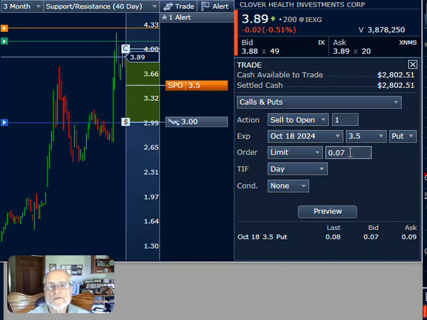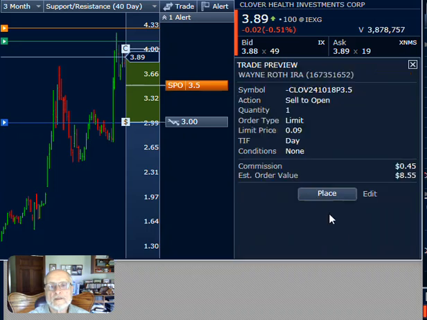I'm going to change my price to 0.09 to equal what the other ask person is requiring. And as you can see, by doing that, I've increased my profit to $8.55. So if I place this order, I'm essentially saying that I'm willing to purchase 100 shares of Clover at $3.50 per share if the shares fall to that price or below that price by October 18th.